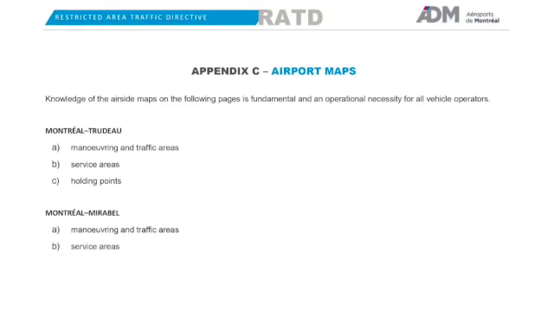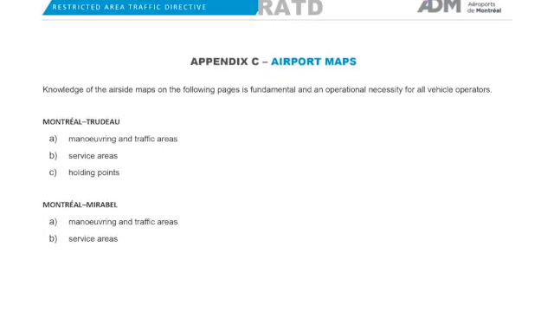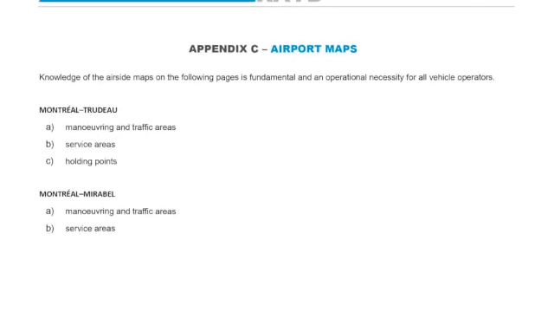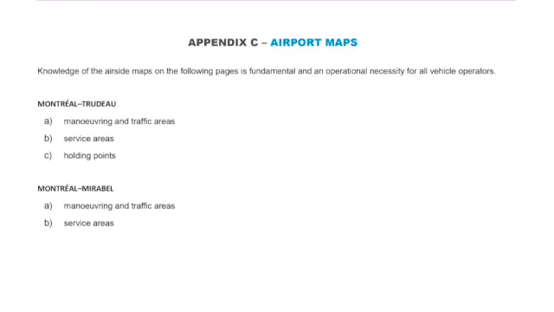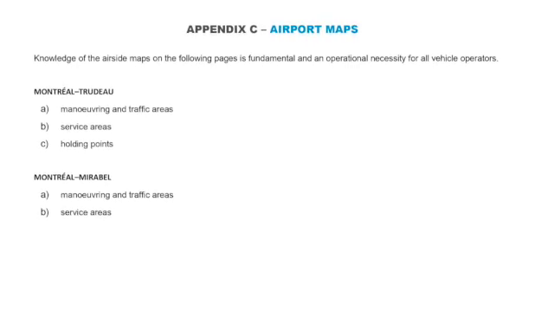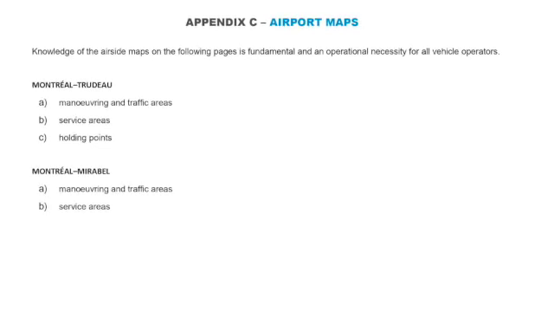Appendix C, Airport Maps. Knowledge of the airside maps on the following pages is fundamental and an operational necessity for all vehicle operators. Montreal, Trudeau: A, Maneuvering and Traffic Areas; B, Service Areas; C, Holding Points. Montreal, Mirabel: A, Maneuvering and Traffic Areas; B, Service Areas.